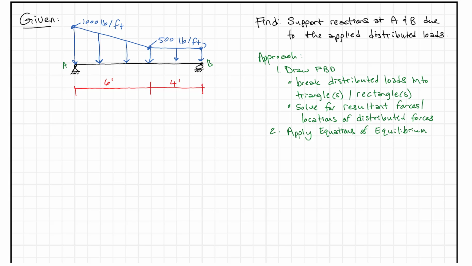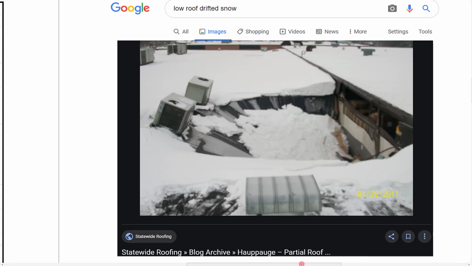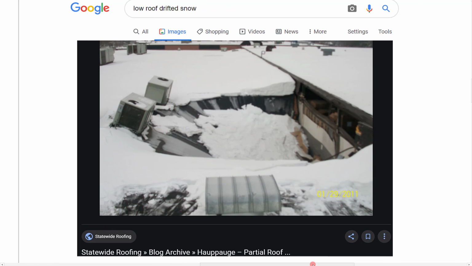So I just did a quick Google search because what do you guys do? You do Google searches, right? I looked and said, okay, what does that look like if I do a low roof, drifted snow? This is what came up. This is one of the pictures, and I love this picture because of what it illustrates.